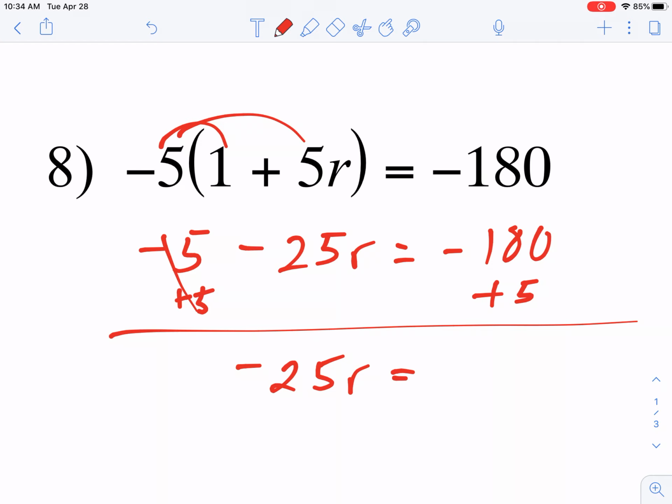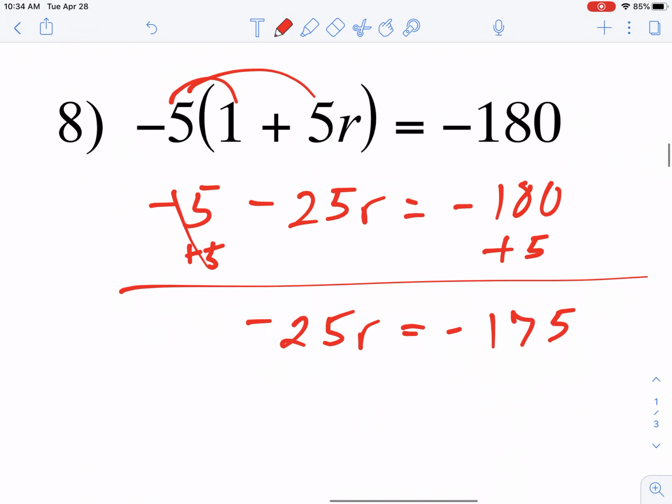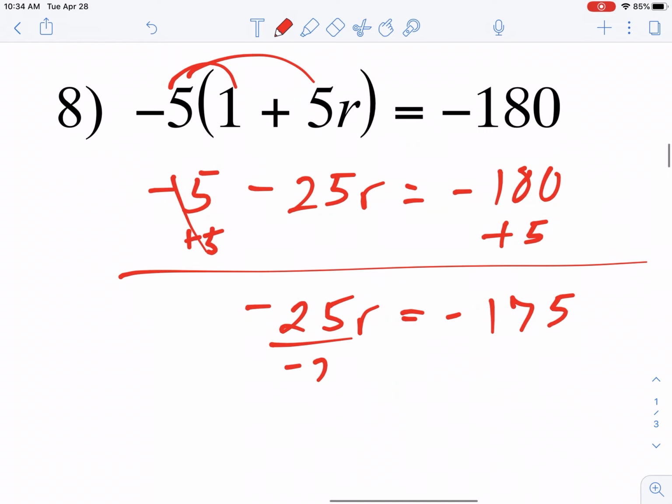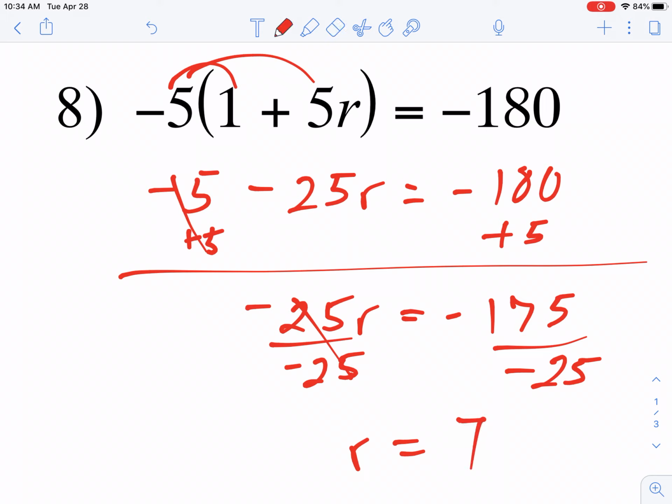A negative plus a positive. You're going to subtract and keep the sign of the larger, so it's going to be negative 175. You're going to divide both sides by negative 25 so that you can get the r by itself. And then the negative 25's cancel. R drops down. Negative 175 divided by negative 25 is positive 7, because a negative divided by a negative is positive. And then you would just enter in the number 7.